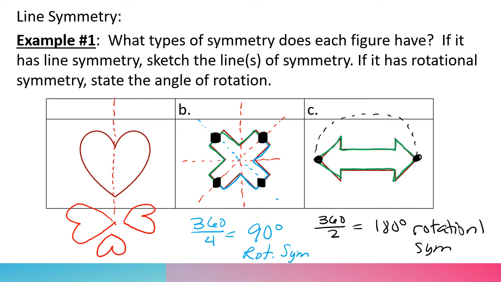symmetry. And I can also think that if I draw a line right here, the left half would map onto the right half, it would reflect over that line. And again, if I drew a vertical line through the points of the arrows, the top half would reflect and map exactly onto the bottom half.